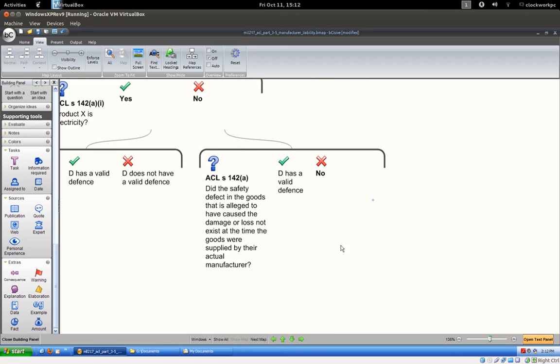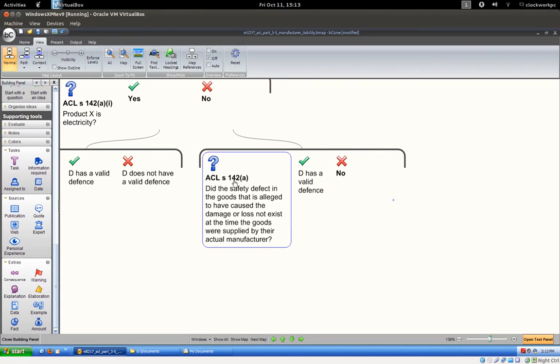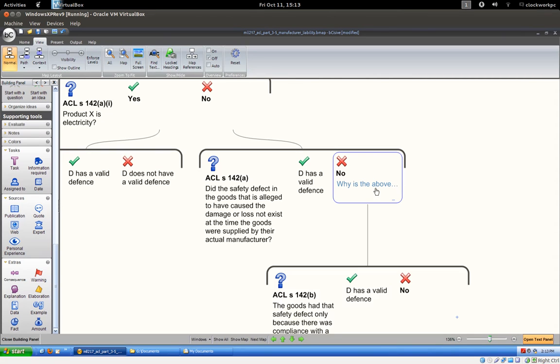Secondly, if we're looking at anything else, so basically tangible items for the most part, did the safety defect in the goods that is alleged to have caused the damage or loss not exist at the time the goods were supplied by the actual manufacturer? And that's 142 subsection A. I assume that actual manufacturer is the person or company that's held to be the manufacturer that we talked about earlier.